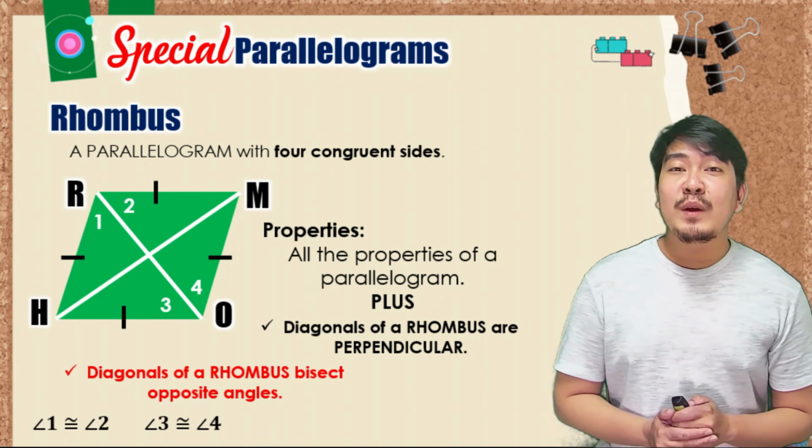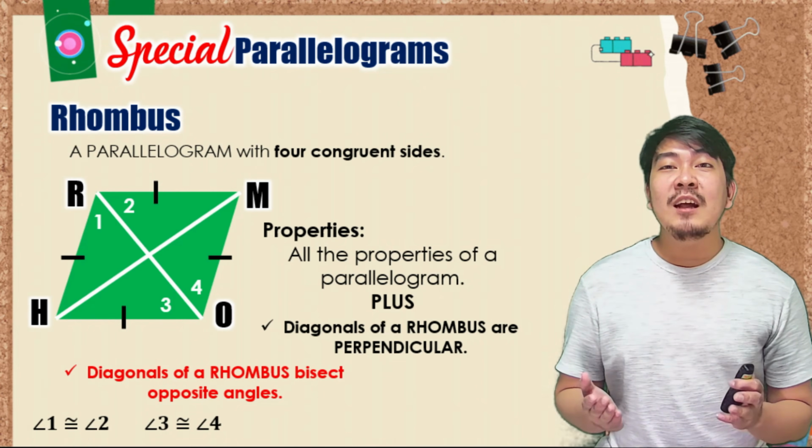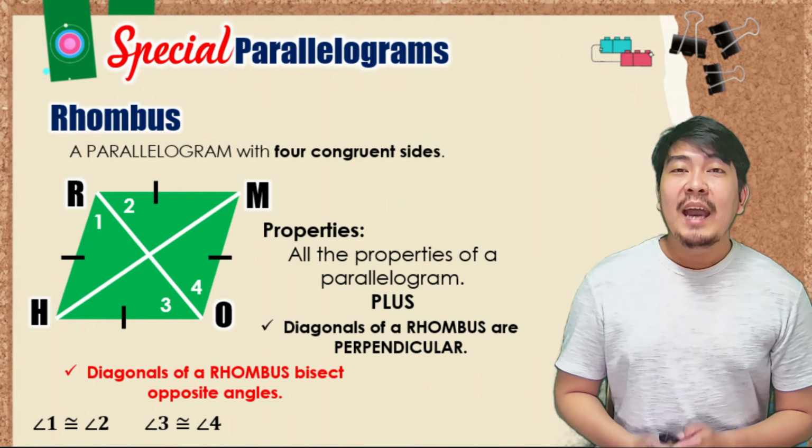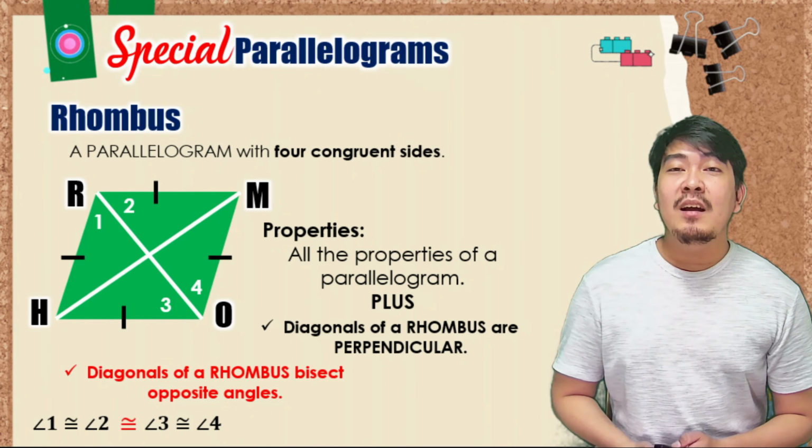Angle 3 is congruent to angle 4, since diagonal RO bisects angle R and angle O. And we can say that all these angles are congruent.